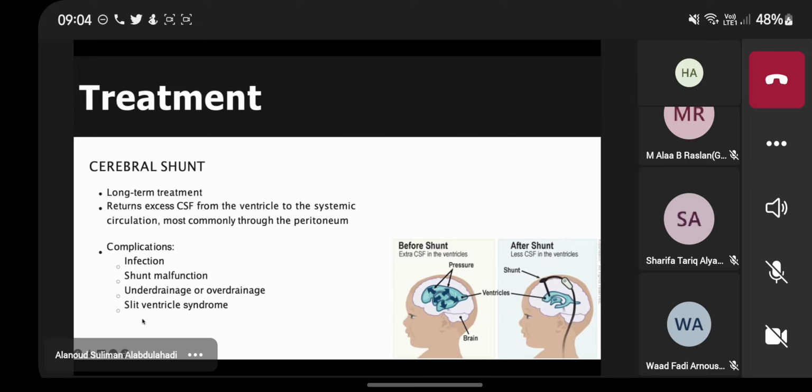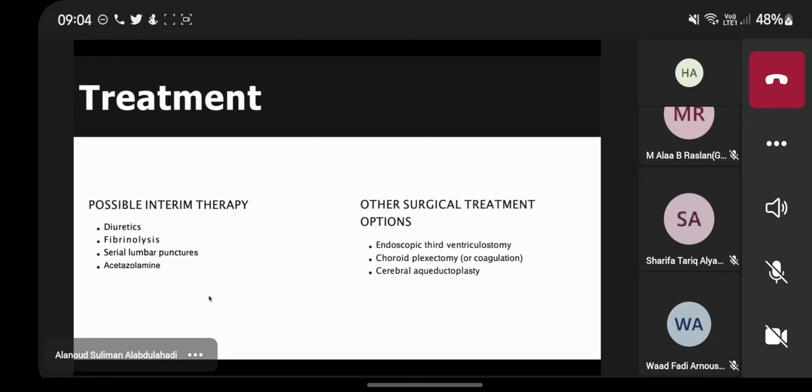So what is slit ventricle syndrome? Slit ventricle syndrome is basically when you have collapse of the unilateral wall of the ventricles and under drainage of the contralateral walls. Now, other treatment options include diuretics, fibrinolysis, serial lumbar punctures, and acetazolamide. Now, other surgical options that can be done includes endoscopic third ventriculostomy. This one in specific is contraindicated in communicating hydrocephalus, choroid plexectomy, and cerebral aqueductoplasty. This is basically opening the blocked cerebral aqueduct.